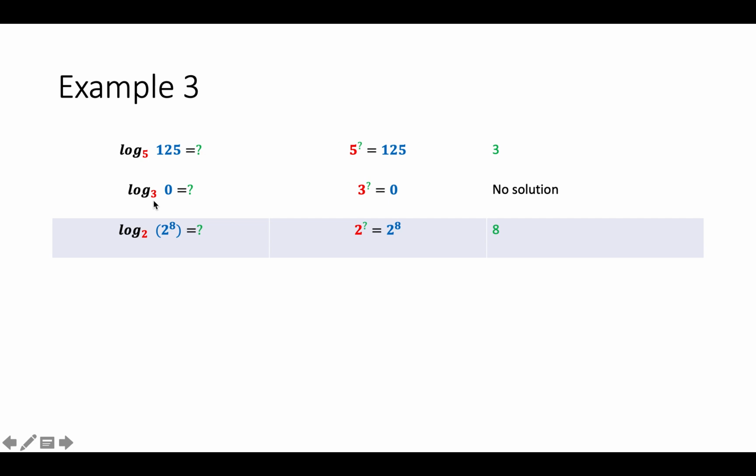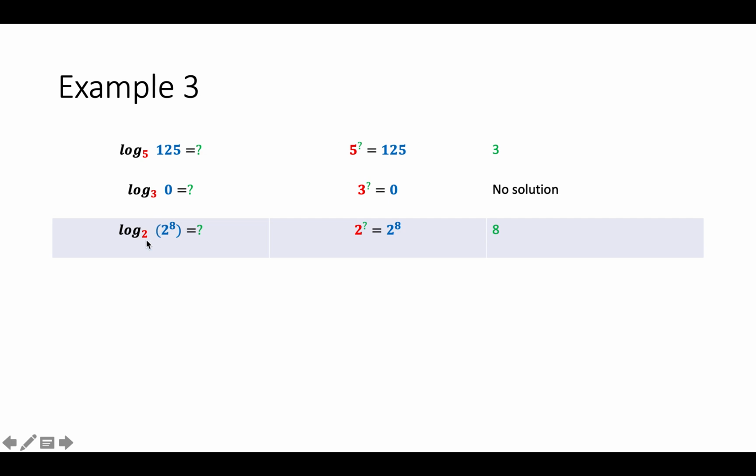Next one, log base 3 of 0. If I think in the exponential form, 3 raised to what power equals 0? Well, it's not possible for you to find a number you raise to a power that equals 0. So there's no solution to this one. Actually, no solutions.